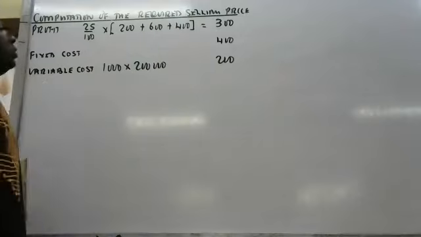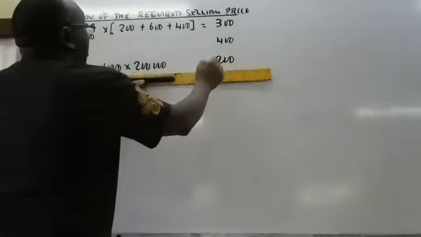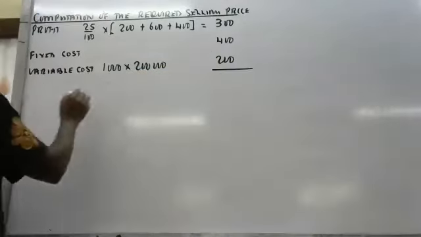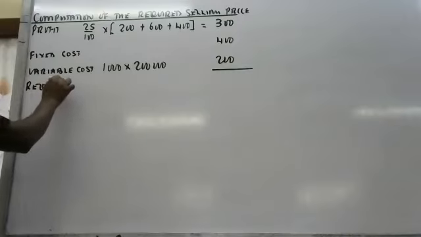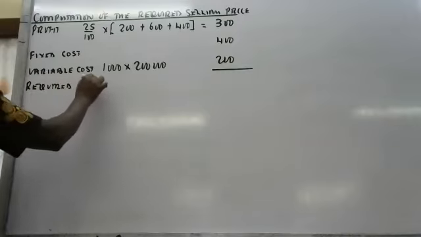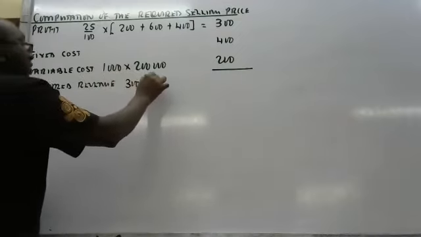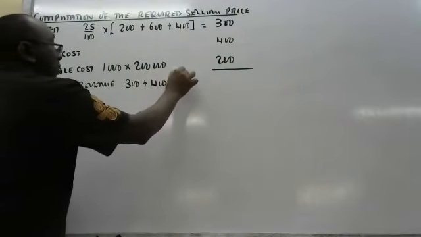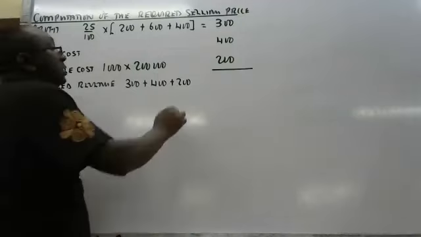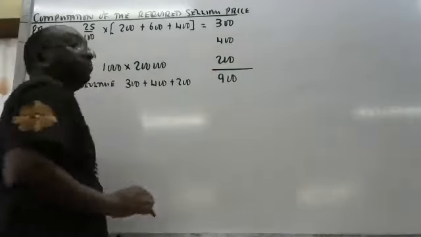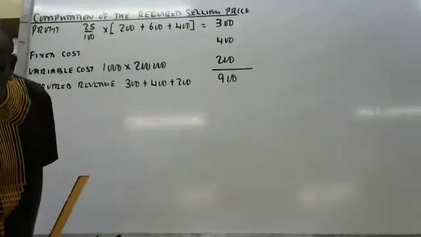So that tells you if you have to make this profit, the required revenue should be the profit of 300 plus the fixed cost of 400 plus the variable cost of 200, and that gives us what? 900. That is what you should be able to get.